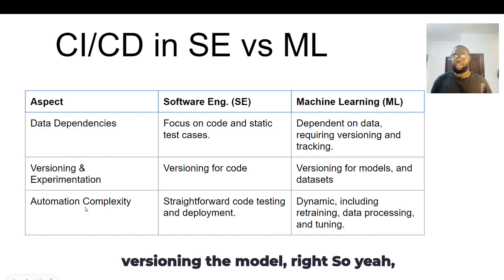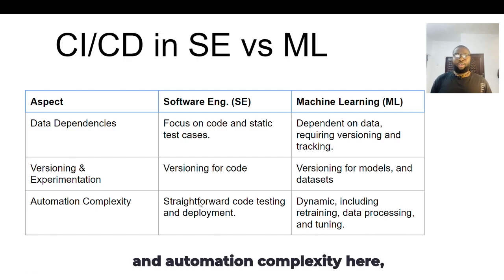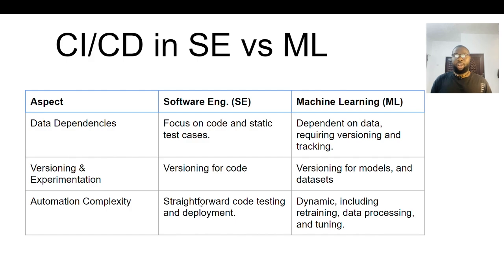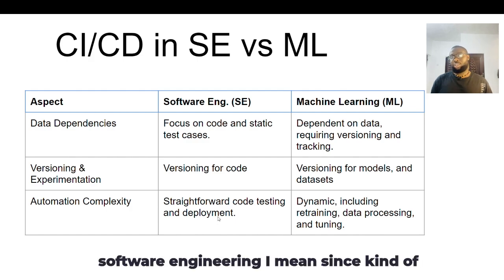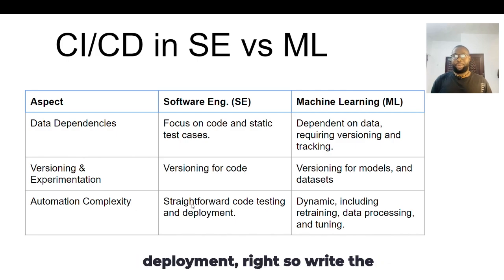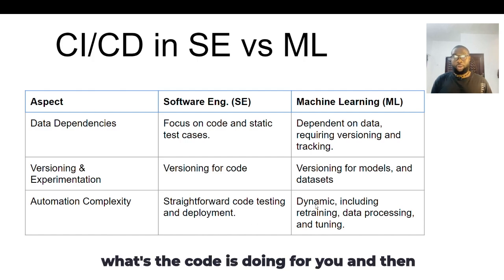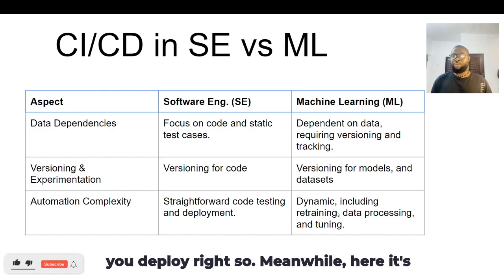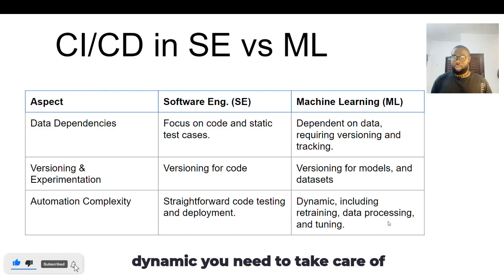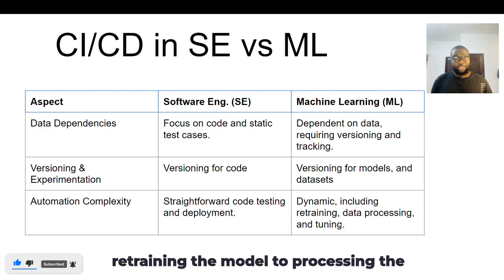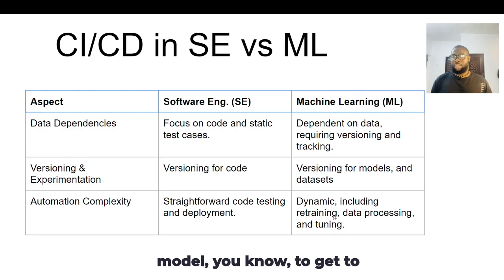And automation complexity: in software engineering, it's kind of straightforward, code testing and deployment, right? Write the logic and test, make sure that the logic you have in mind is what the code is doing for you, and then you deploy, right? Meanwhile in machine learning it's dynamic. You need to take care of retraining the model, processing the data sets, and tuning the model to get to what you want, right? So it's more complicated and dynamic here, right?